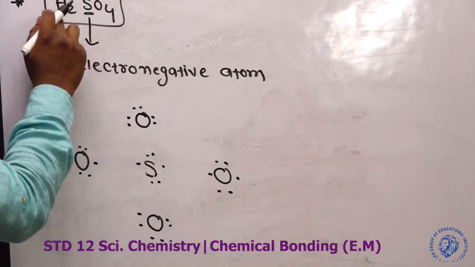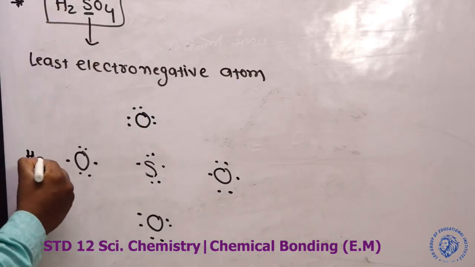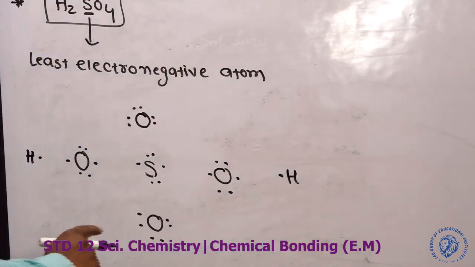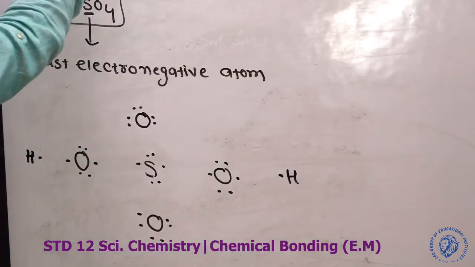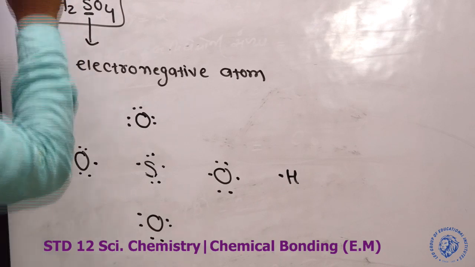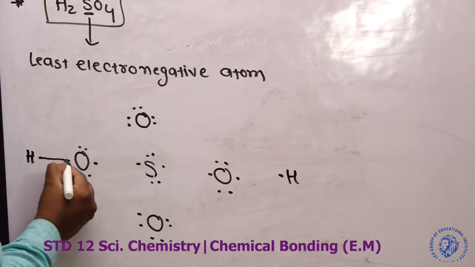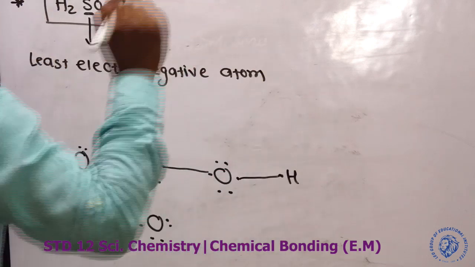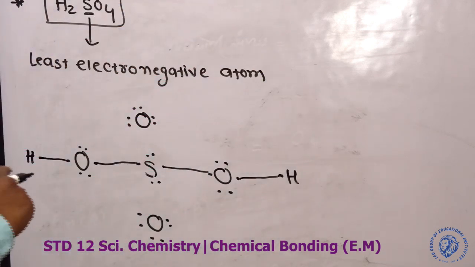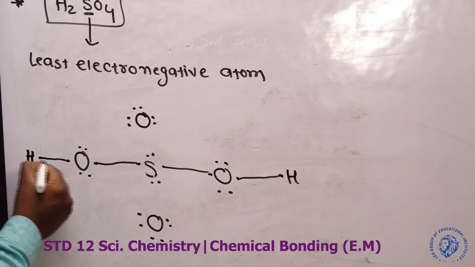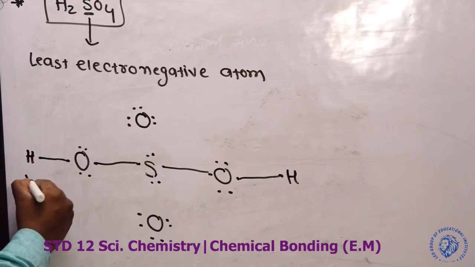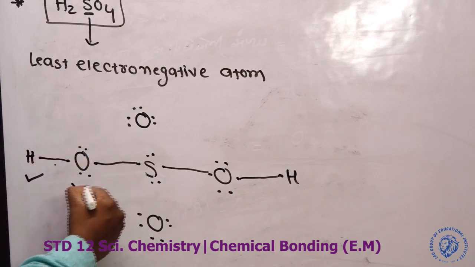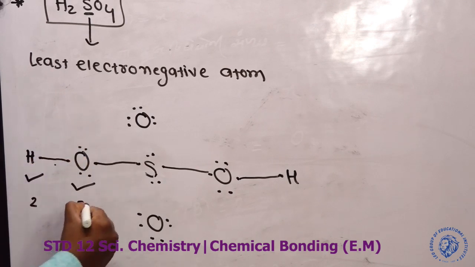Now, how many hydrogen? 2. One is on the left-hand side and one hydrogen atom on the right-hand side. Start to complete the octet like we said earlier. First, all the atoms try to share at least one electron with the neighboring atom and check the octet or duplet. For hydrogen duplet, this one bond is for 2 electrons, so duplet is completed. 2, 4, 6 and 8, octet completed.